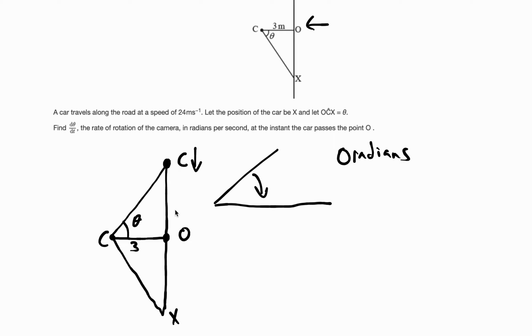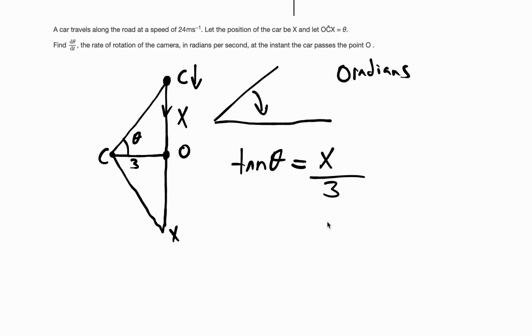What are two things that I can relate? I have an angle, I have a side. Maybe I can create a tan relationship because I want to find out the speed at which the car moves this distance, let's say the distance x. So can I not say that tan theta is equal to the side length x, which is how much it has moved, over the distance 3, which is the camera to the O. This is just a trigonometric ratio, opposite over adjacent.